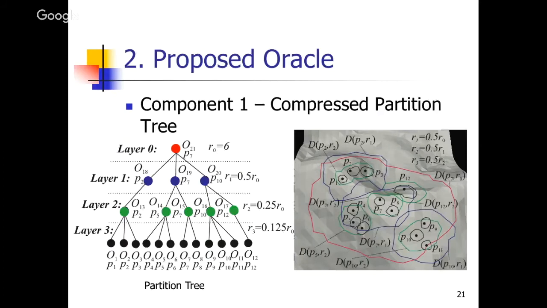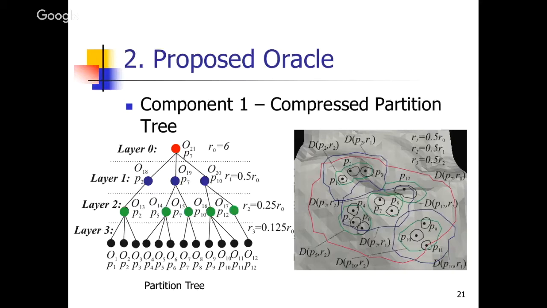Then let's see an example of the partition tree. So each node in the partition tree has a center, and we list the center of each node just next to the label of the node. And each node has a radius, and the nodes in the same layer have the same radius. So the radius of layer 0 is R0. The radius of layer 1 is R1, and so on and so forth. And R1 is equal to half of R0, and R2 is equal to half of R1, and R3 is equal to half of R2. Okay, and based on the center and the radius of a node, we could find the corresponding disk of the node.